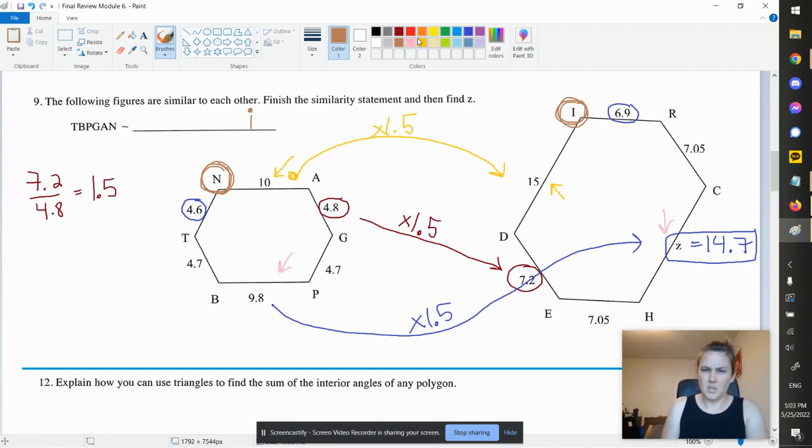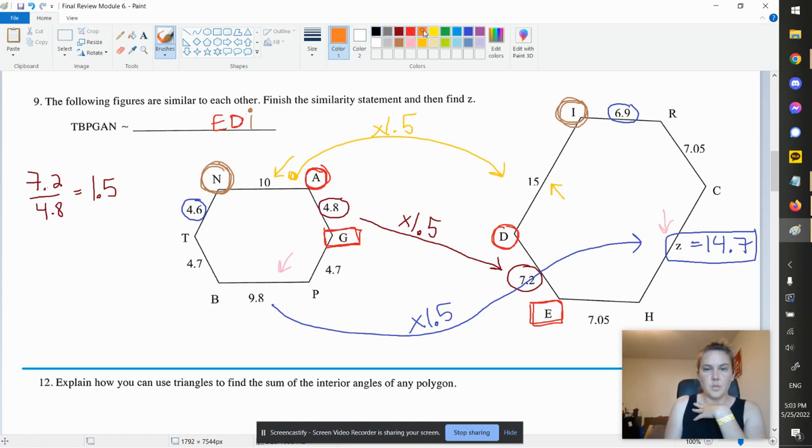Okay. A matches up with D. Right? That's the next one over. So A matches up with D. The next one, G and E. G is next, so we'll do E this way.